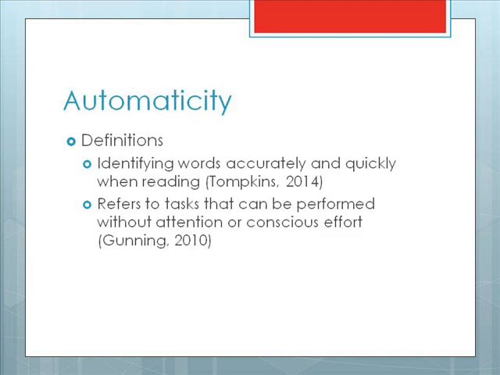Automaticity is defined by Tompkins as the ability to identify words accurately and quickly when reading. Gunning defines automaticity as tasks that can be performed without attention or conscious effort. When a student has automaticity, he or she does not need to think about how to read the word, but rather what the meaning of the sentences and words are.